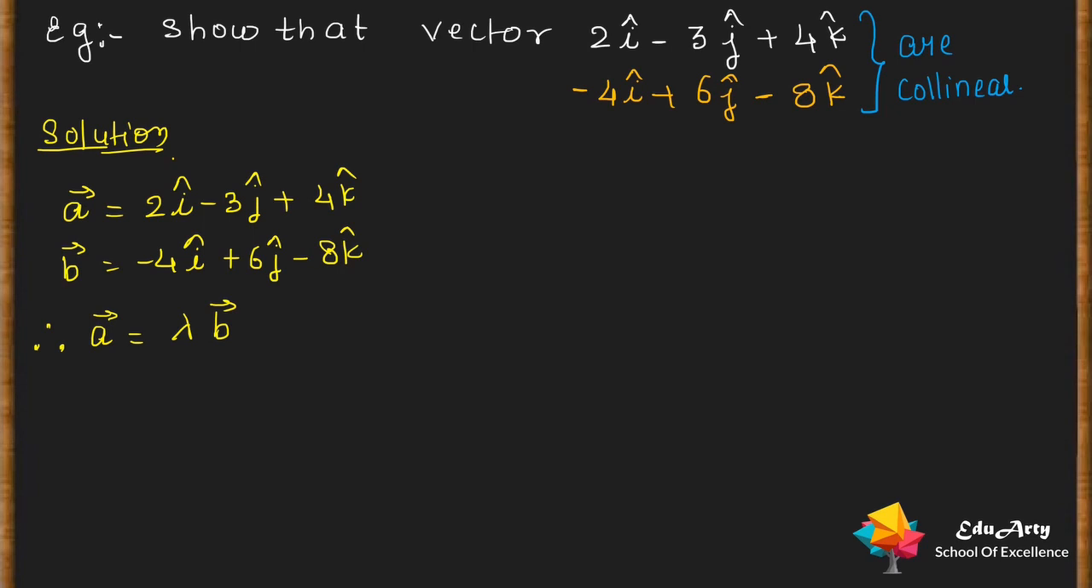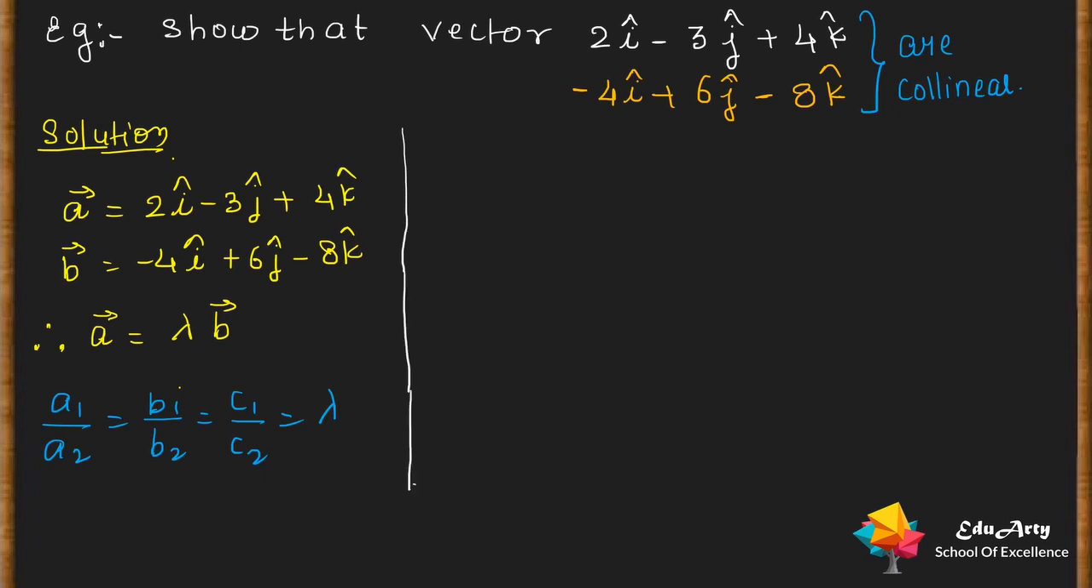So therefore can we say that 2i cap minus 3j cap plus 4k cap. Even if you don't want to do all this, we know one thing, that a1 by a2 is equal to b1 by b2 is equal to c1 by c2, which will give us the value of lambda. So let's see whether we are getting our value of lambda like this. Just put in the values.